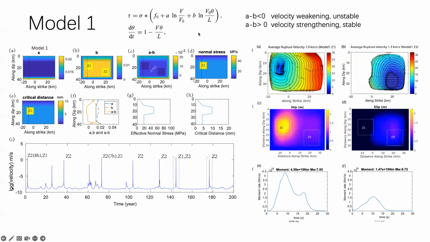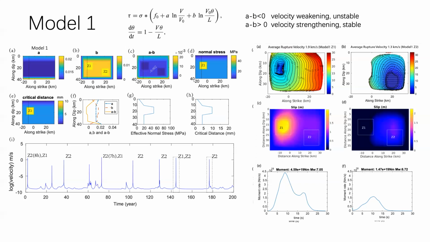When A minus B is smaller than 0, it represents velocity weakening, and when A minus B is larger than 0, it represents velocity strengthening. So in our fault plane, it's mostly velocity weakening, but it has two asperities, shown by dark blue patches, that have very small A minus B values, and earthquakes can nucleate from the asperities. Between the asperities is the conditional stable zone, and earthquakes can propagate into the conditional stable zone. A minus B is slightly larger in this zone.